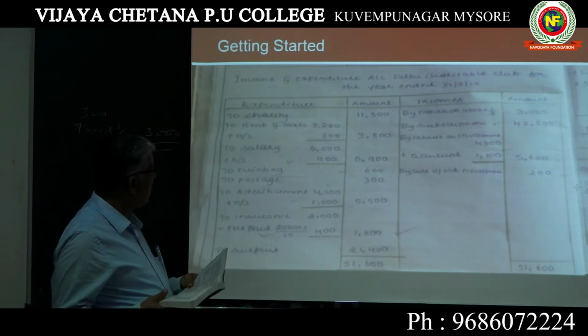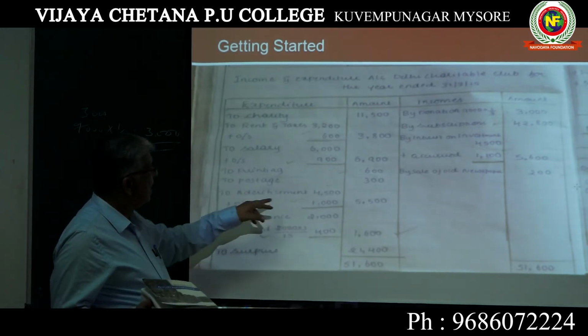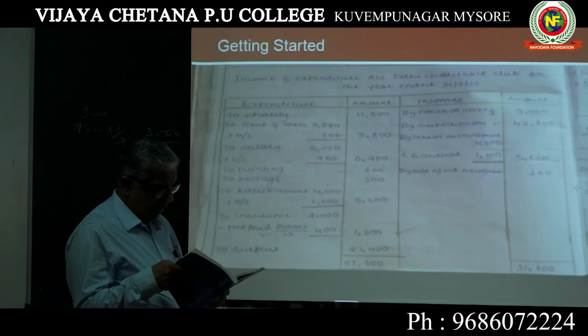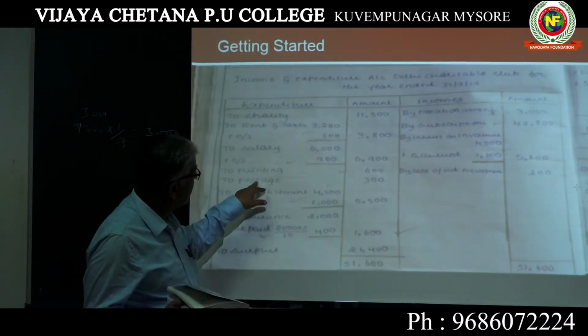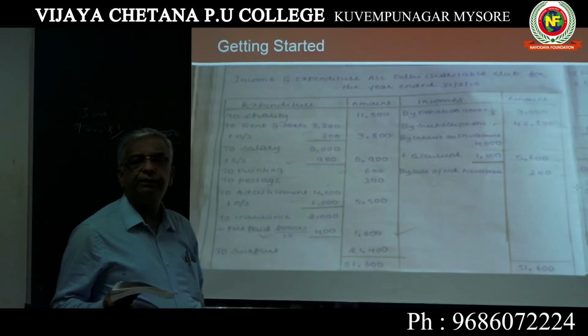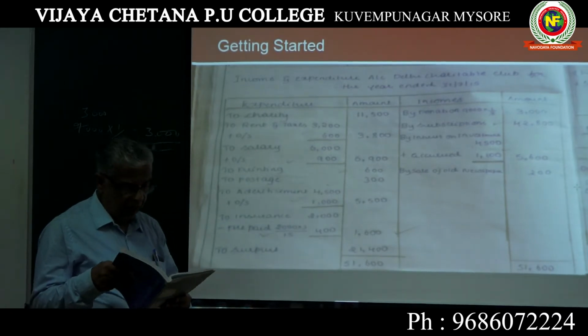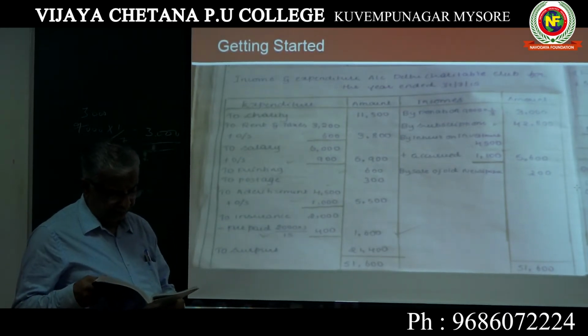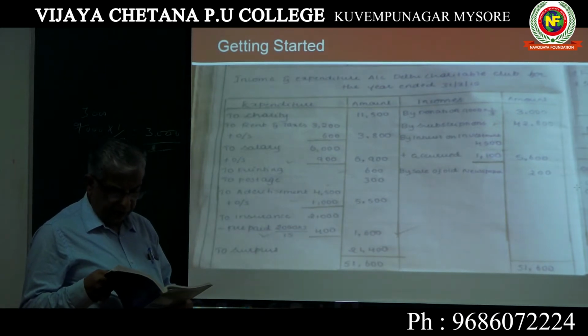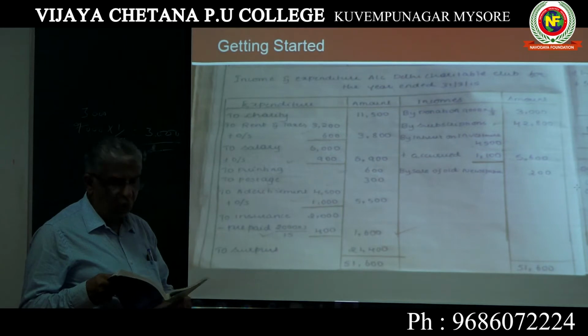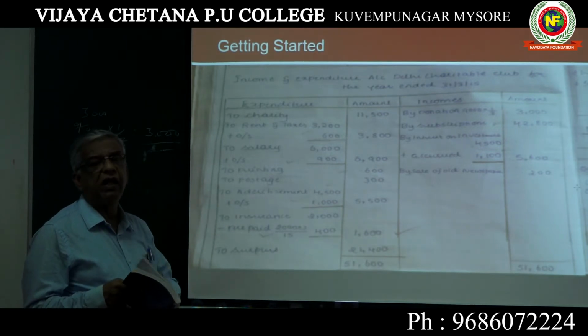Advertisement, regarding advertisement, one adjustment is there. Adjustment number D, you see, advertisement given in the payment side 4500. In addition to that, adjustment number D you go through, students. Advertisement expenses rupees 1000 outstanding for the current year.